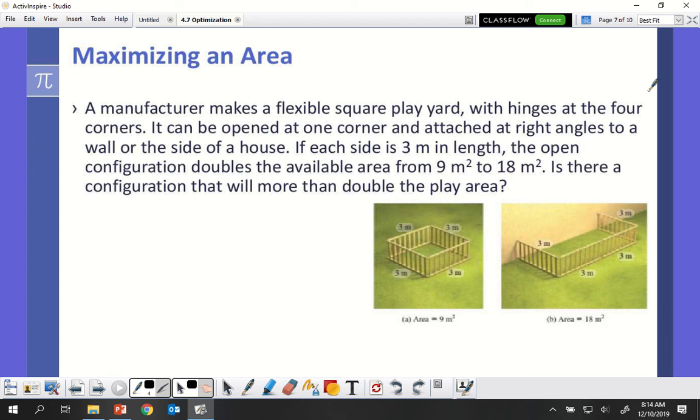I don't know. So, how many sides do I have? 4. I have 4, right? I have 4 of them, and they're all the same length, aren't they?